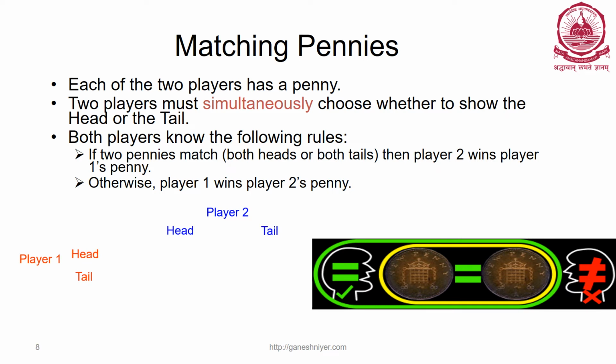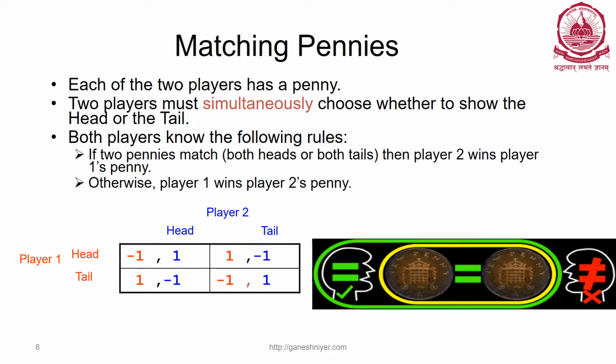Can you draw the matrix? Pause the video, draw the matrix, and see how it looks. Okay, so did you get something like this? If both are head, player 2 wins, so player 2 gets 1 from player 1 and player 1 loses 1, minus 1. So this is essentially a zero-sum game also, right? Can you observe that?